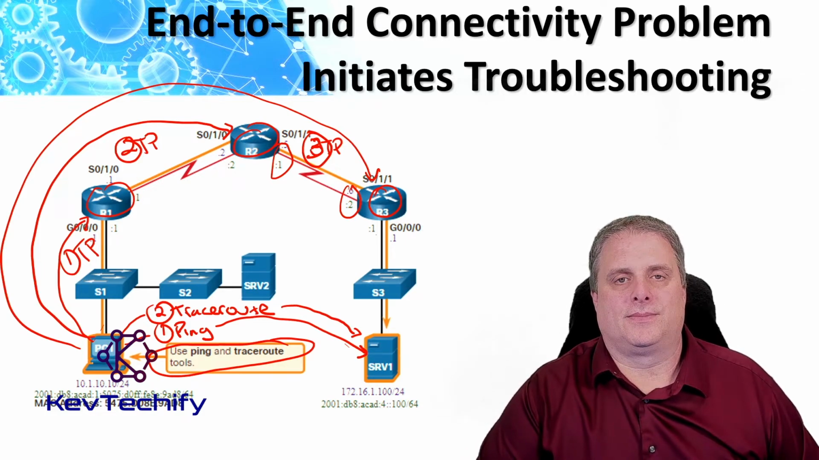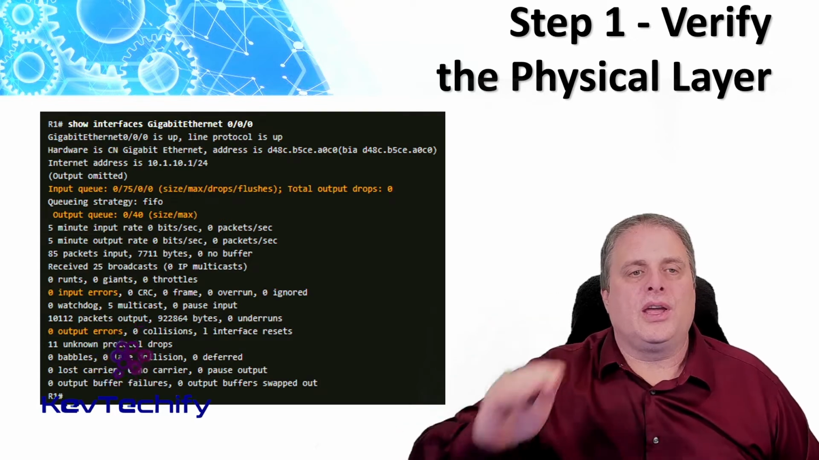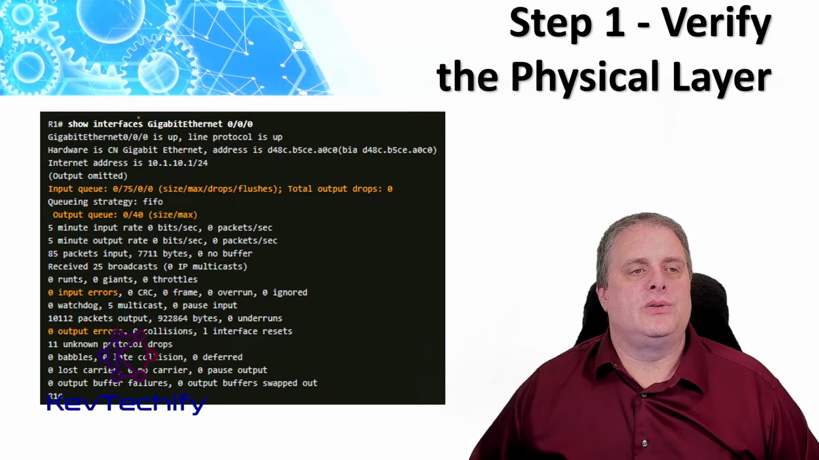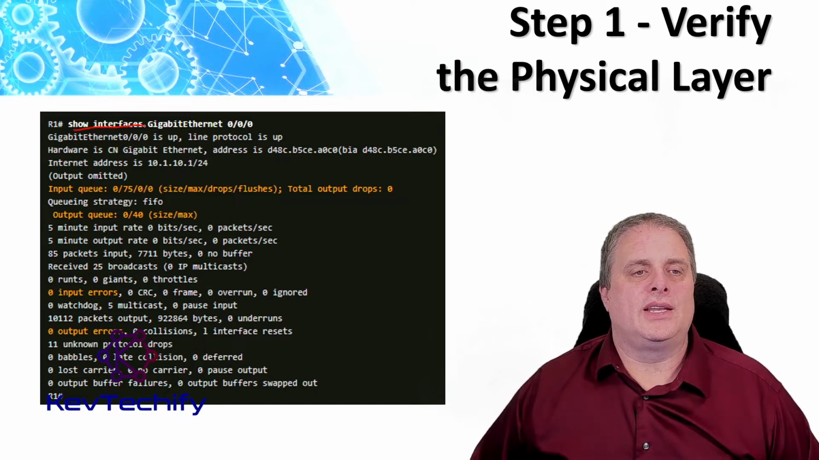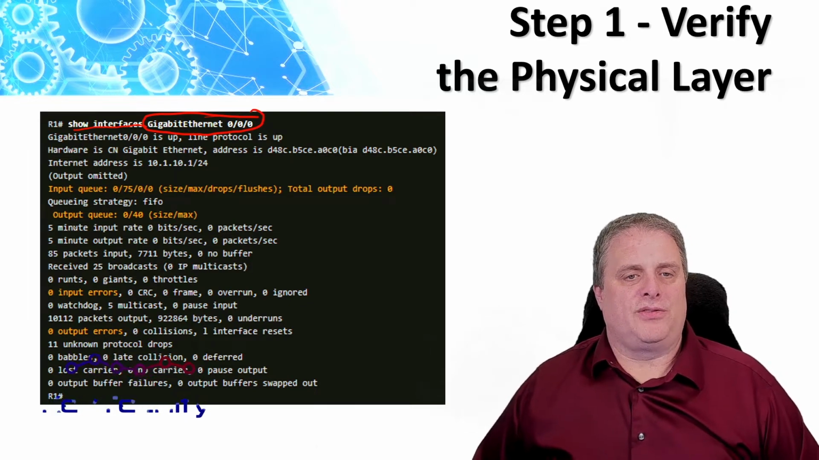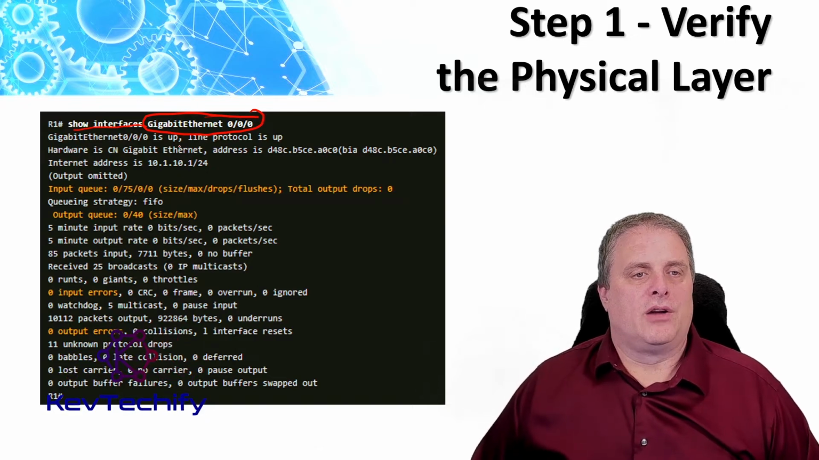Once you've verified there's a problem, we go to step 1, and we're going to look at our physical layer. One of the best ways to do that on a Cisco device is do the show interfaces and then tell it what specific interface we're looking at. When you look at that specific interface, we can see some information about it. First thing here is showing that it's up and up.